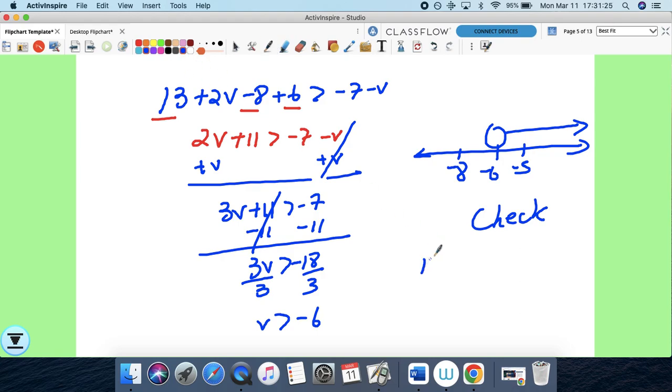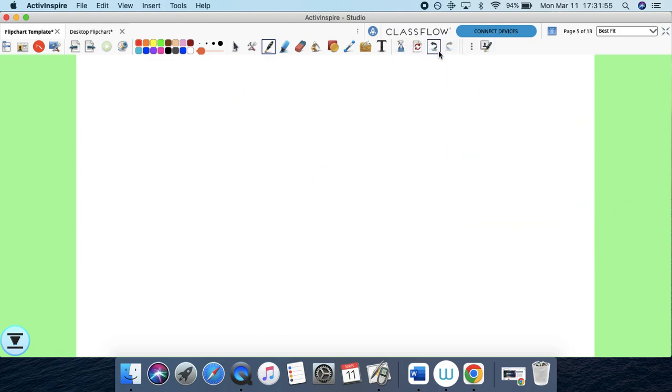So I'm going to go 13 plus 2 times 0 minus 8 plus 6 greater than negative 7 minus 0. So I replace v. So I'm going to use v equals 0. If I do that, on the left side, well, 2 times 0 is 0, so this goes away. 13 minus 8 is 5 plus 6, so I get 11. Is greater than negative 7. Is that true? Yes, it is. We're good here. Sorry. Got a big coffee.